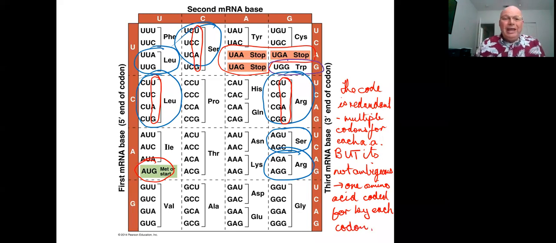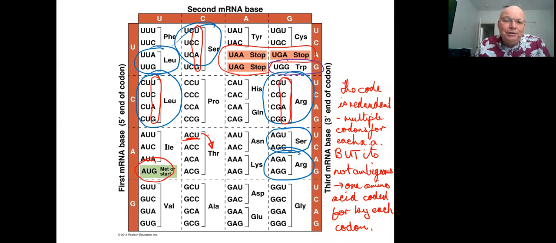So when you look at a codon like this one, it only codes for threonine. There's no second definition for that codon. It only has one definition, threonine. That's what I mean by no ambiguity. Each codon specifies one particular amino acid. It doesn't specify multiple amino acids. So there is no confusion about what amino acid is meant by this codon.